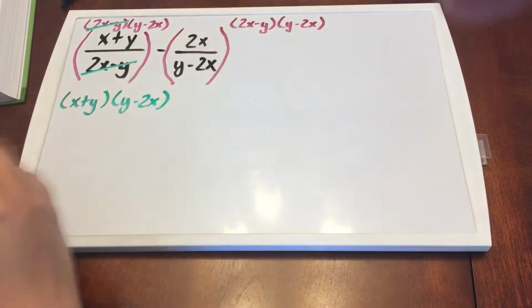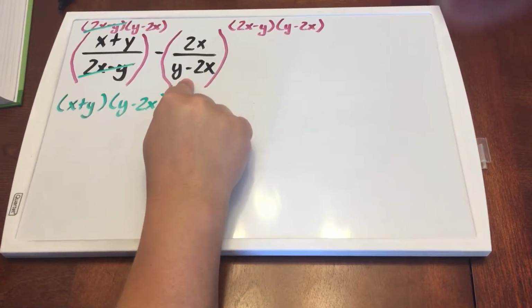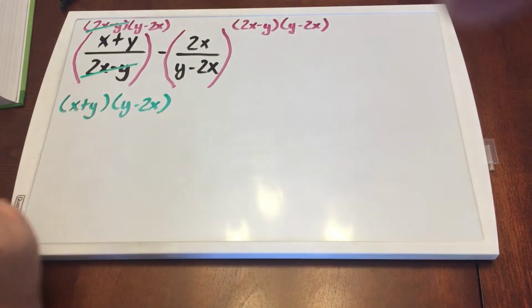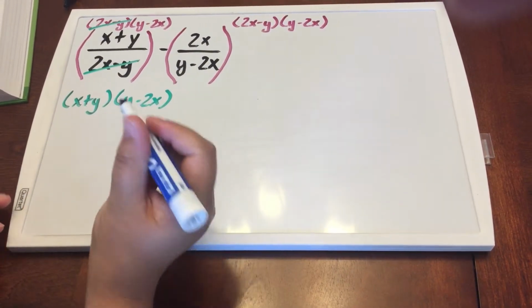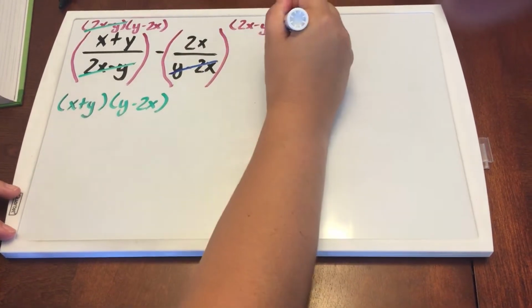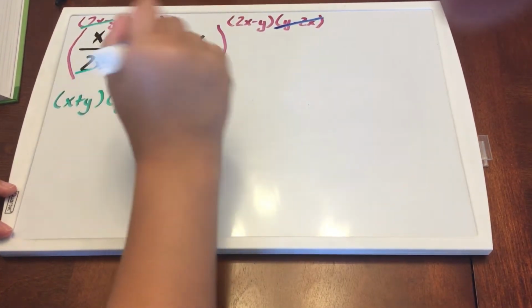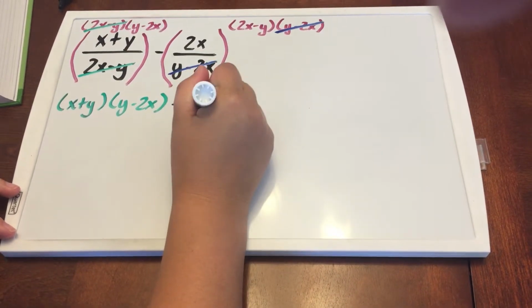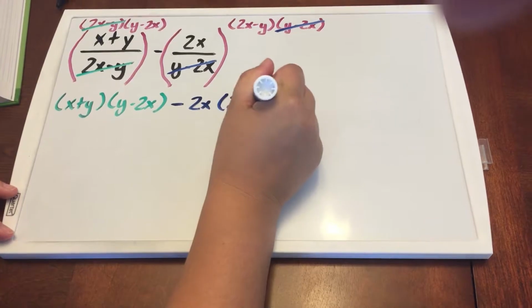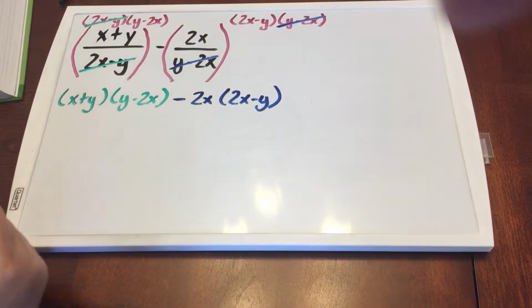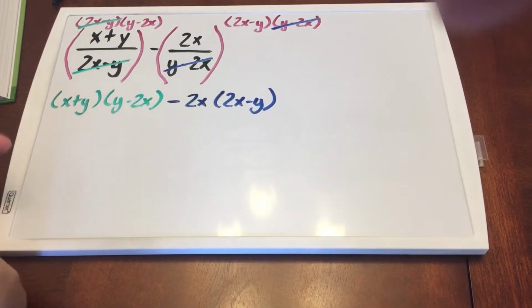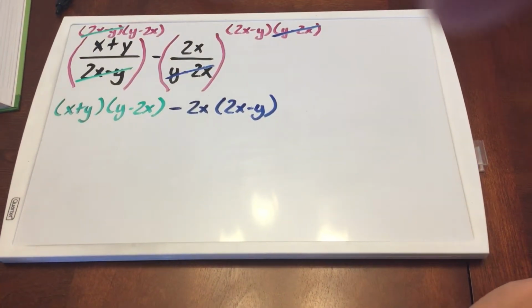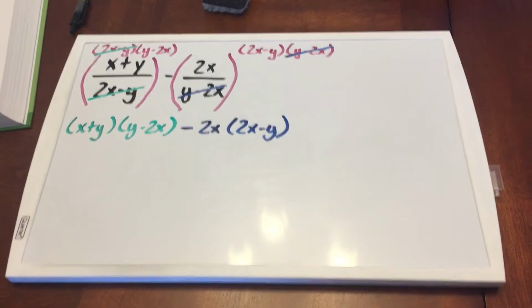The next fraction, I've got a y minus 2x in the denominator, and then up top I have what's in purple, 2x minus y and y minus 2x. Since I'm multiplying, the y minus 2x are going to go away, and what I'm going to be left with is that minus sign. Don't forget that minus sign, a 2x and a 2x minus y. And then notice my fractions have gone away. That trick kind of works to help simplify the problem a little bit.